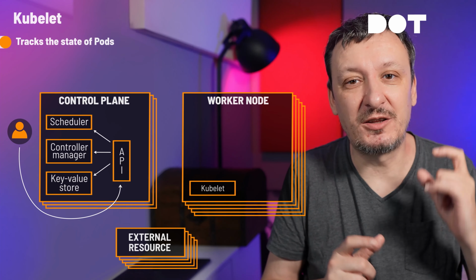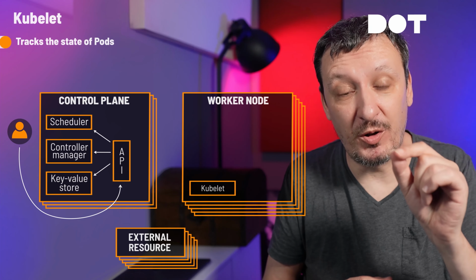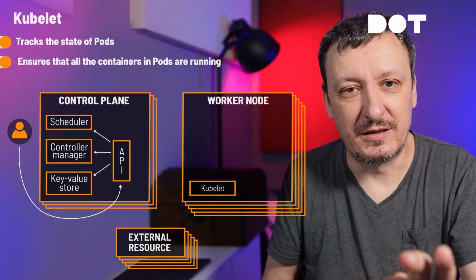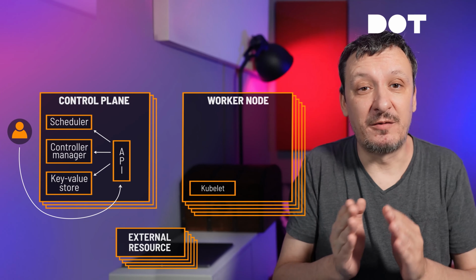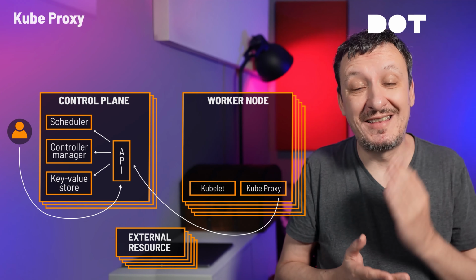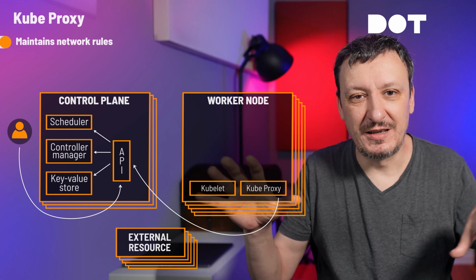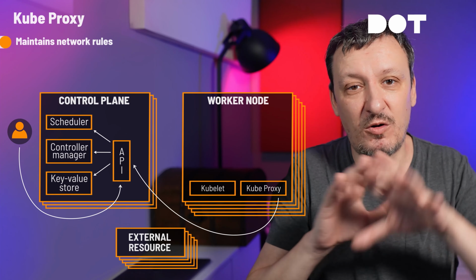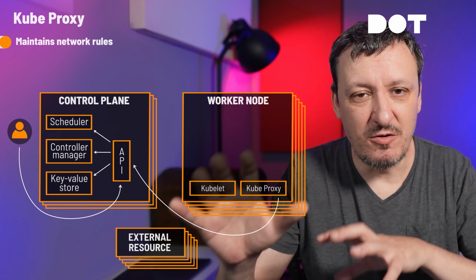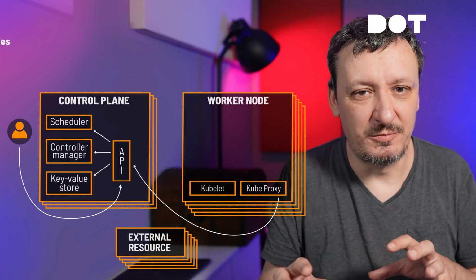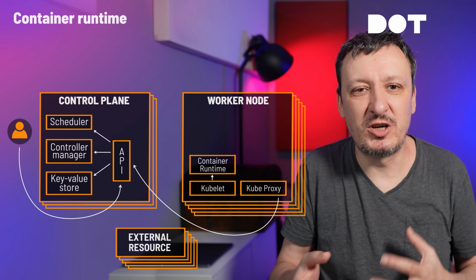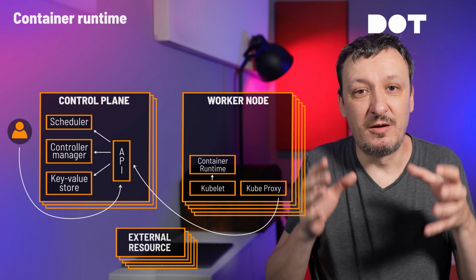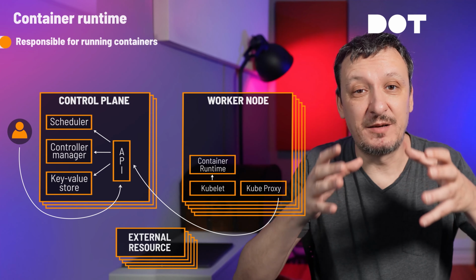It is ensuring that all the containers in a pod are running. That's its primary purpose. Beside it, we have kube-proxy, which maintains network rules. Its job is to figure out how all those containers can communicate with each other. Then we have the container runtime, which, as the name suggests, is responsible for running containers themselves.